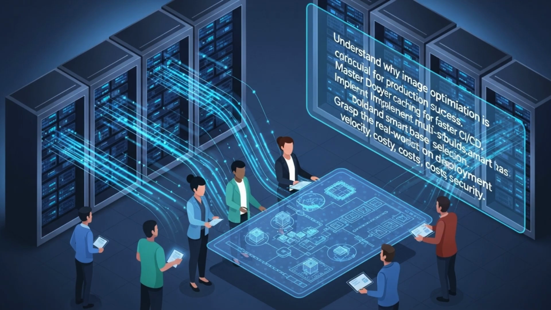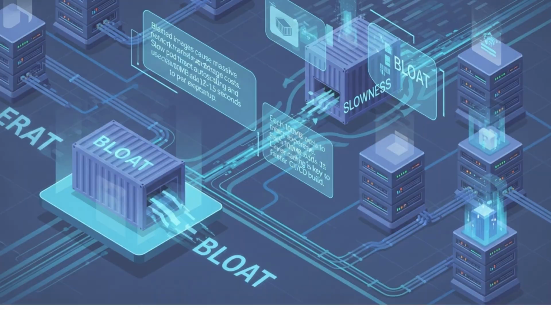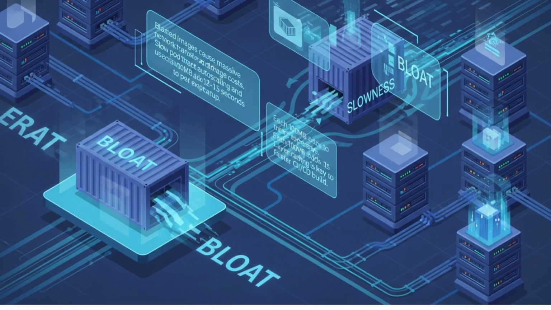Let's get started. You might think a few extra megabytes in an image are negligible, but at scale, these hidden costs become enormous. Imagine a 500 megabyte image deployed across 10,000 pods in a large social network. That's 5 terabytes of unnecessary network transfer every single deployment. Companies like Spotify have seen their deployment times slashed by over 70% and saved hundreds of thousands annually simply by optimizing average image sizes. The real impact isn't just storage, it's velocity.